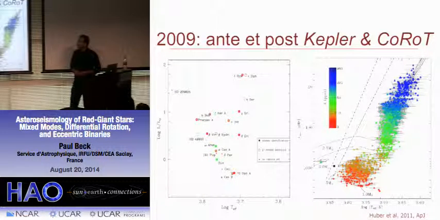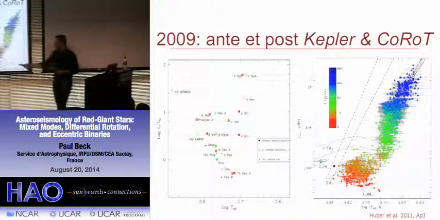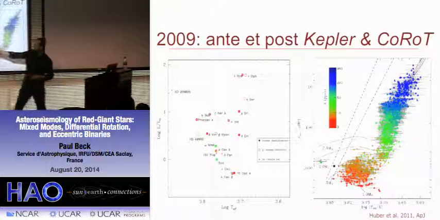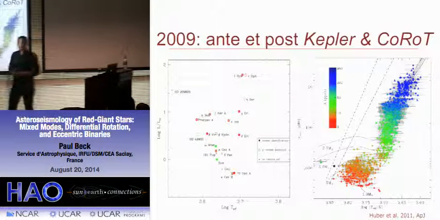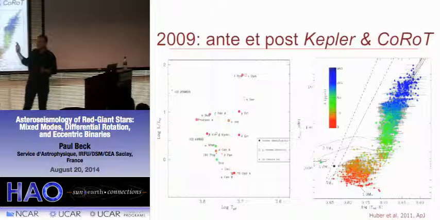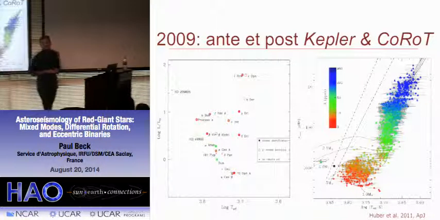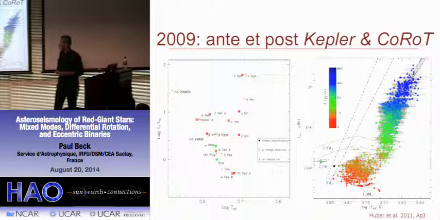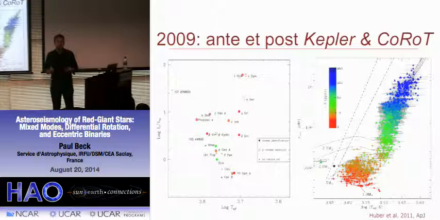Now let me show you how the field was looking in 2011. This is, again, a Hertzsprung-Russell diagram with the temperature and here the luminosity, in this case nu max, the frequency of maximum power. You see in this diagram 1,500 stars from the early part of the Kepler mission. In the meantime, we have increased the number of stars by another order of magnitude. Now we're talking about 16,000 red giants.